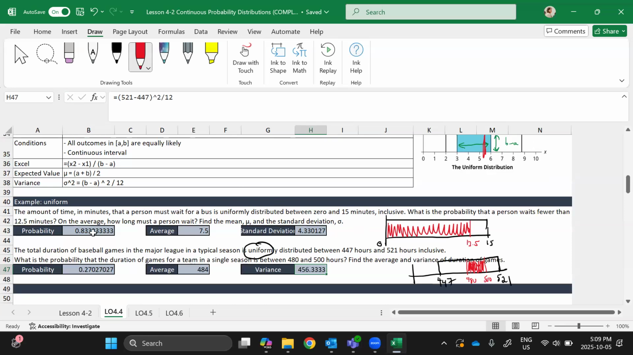Like I said, it's basically equivalent to calculating the area of a rectangle. So there's no specific uniform distribution formula in Excel. You just have to use the formula x2 minus x1 divided by b minus a.